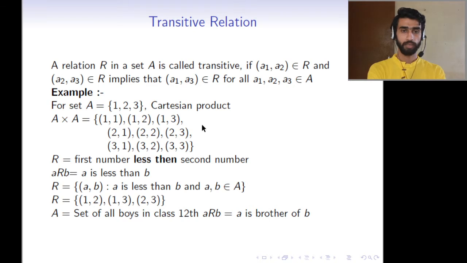What we will be discussing is the transitive relation. A relation R in a set A is called transitive if (A1, A2) belongs to R and (A2, A3) belongs to R implies that (A1, A3) also belongs to R, for all A1, A2, A3 belonging to A.